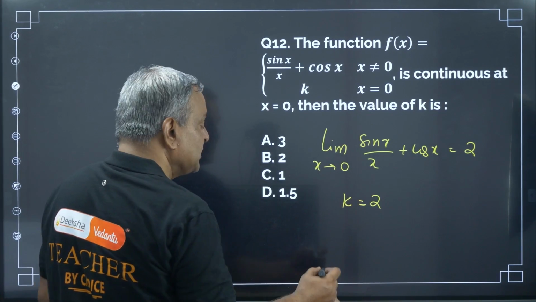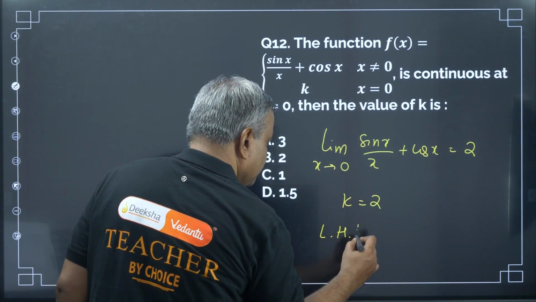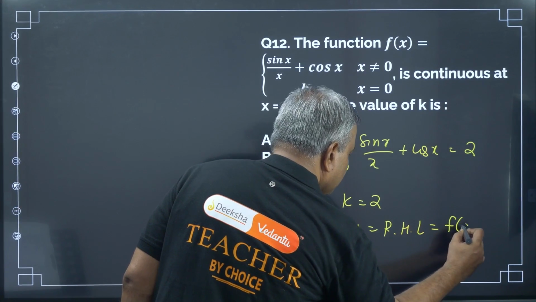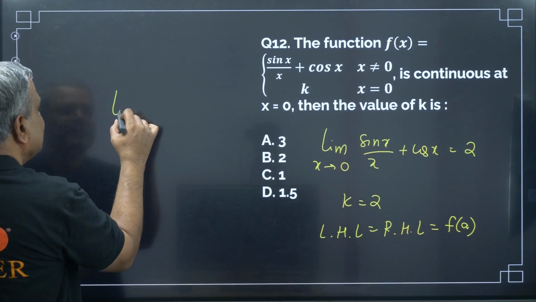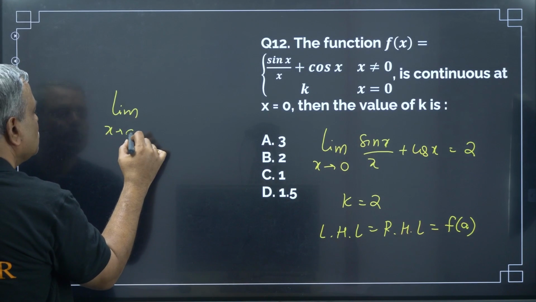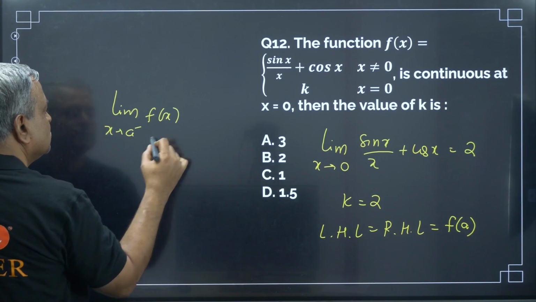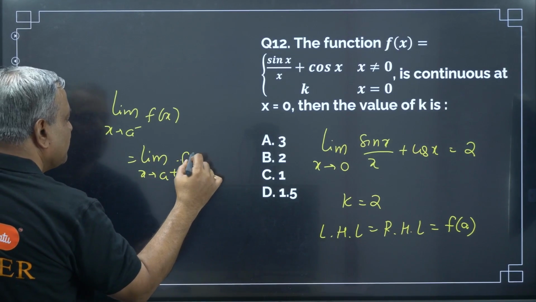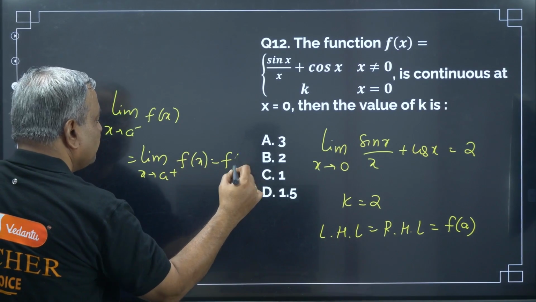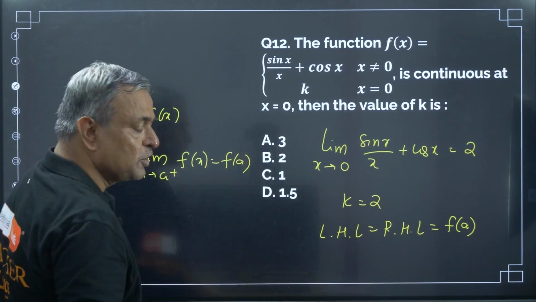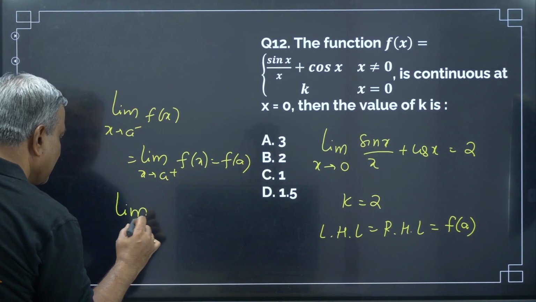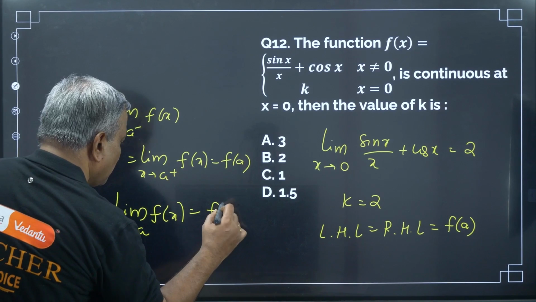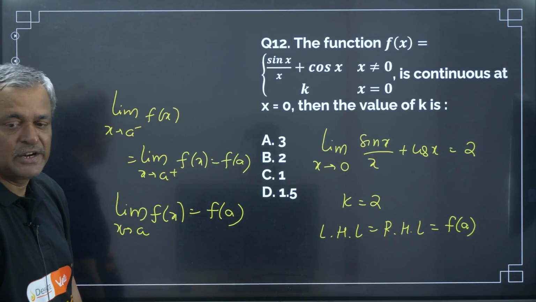So what is the definition of continuity? Left hand limit is equal to right hand limit is equal to value of the function, or limit x tending to a minus f of x is equal to limit x tending to a plus f of x is equal to f of a. When not equal to 0 is given, so both you combine, limit x tending to a, f of x is equal to f of a. Function is said to be continuous.